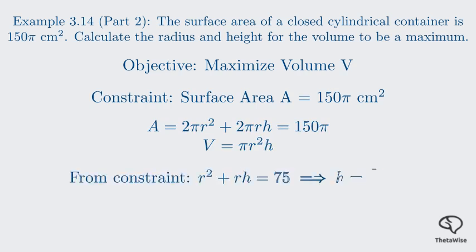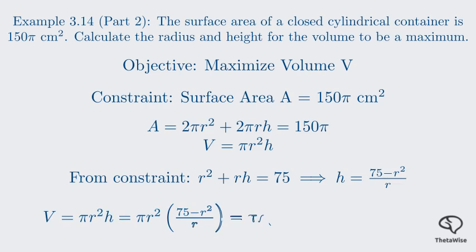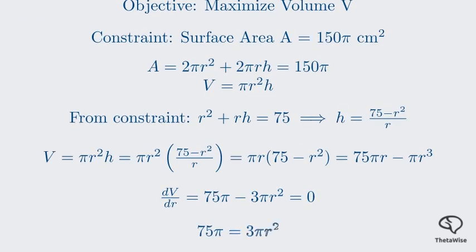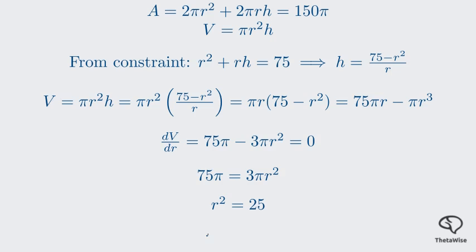First, simplify the constraint by dividing everything by 2 pi. This gives r squared plus r h equals 75. Now, solve for h to get h equals 75 minus r squared, all over r. Substitute this into the volume formula. After substituting and simplifying, we get V equals 75 pi r minus pi r cubed.